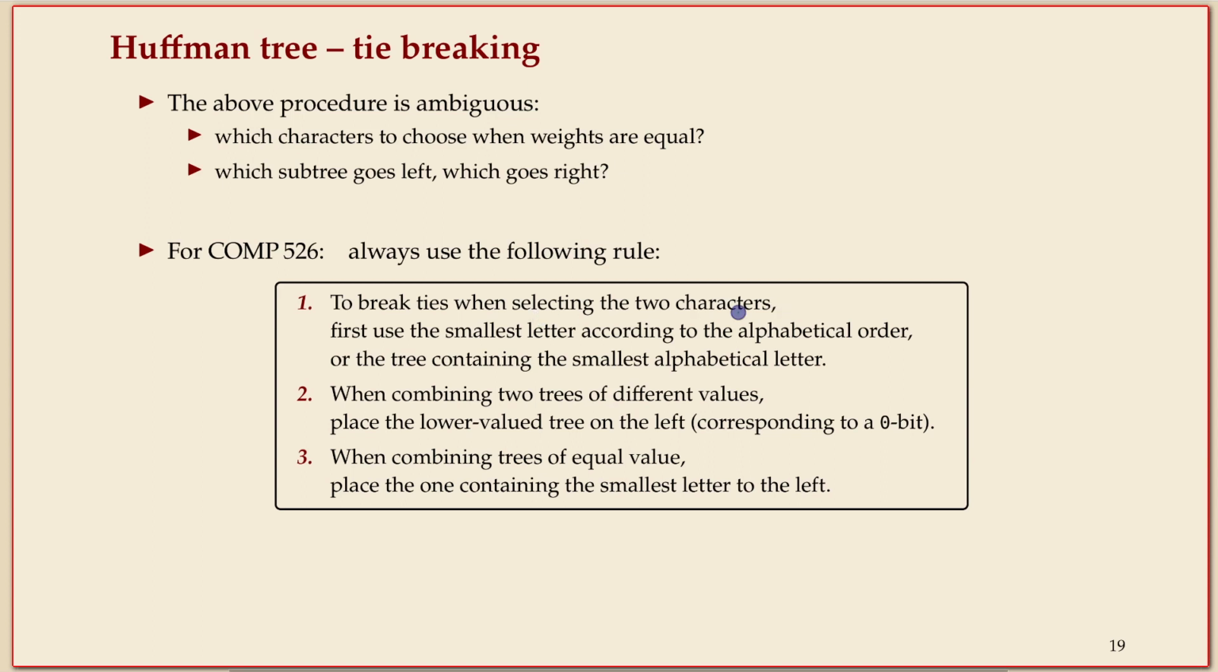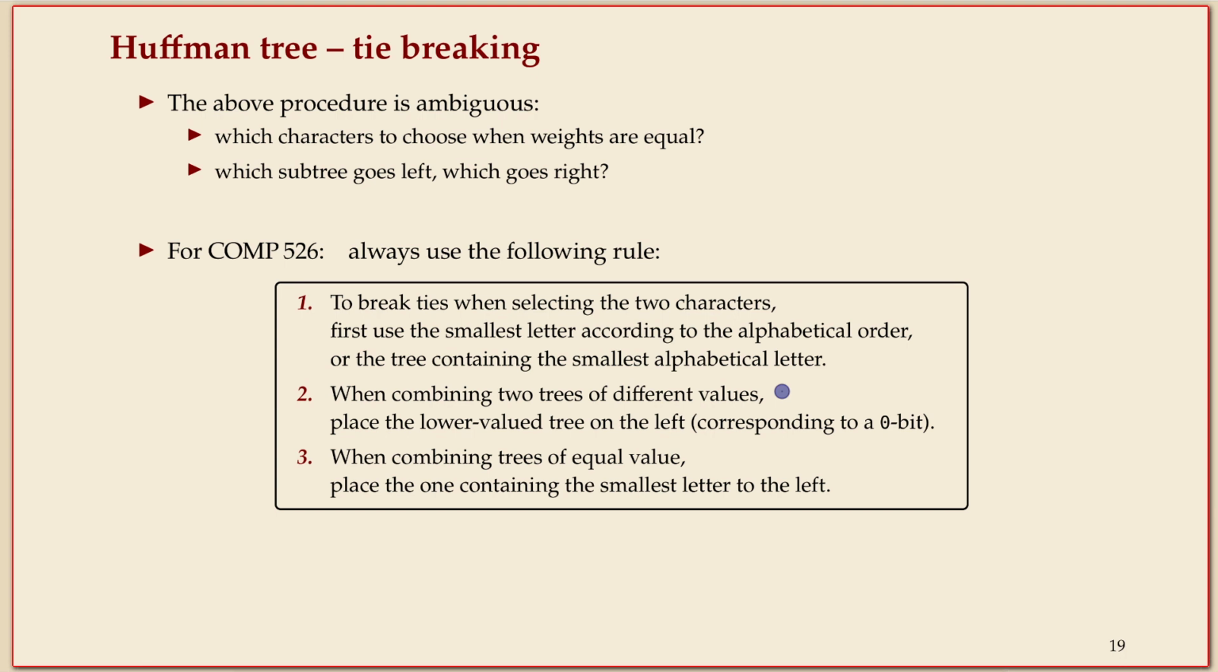When we select 2 characters for the minimum, then if there are ties, we'll always break the ties by alphabetic order. So if there's A, B, C, and they all have weight 1, and that's the minimum weight, you don't take C and B, you take A and B, because they're smaller in the alphabet. That's the first one. Now, if you have a whole tree, you take the smallest symbol anywhere in the tree, because if you have 2 trees, they might be incomparable otherwise. But you can always find the one that's earliest in the alphabet.